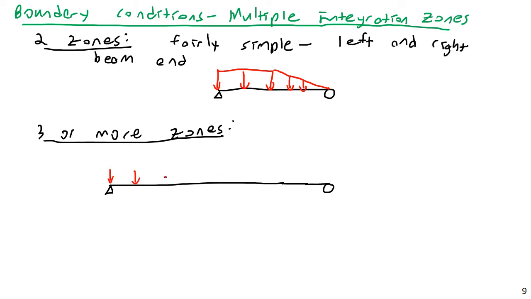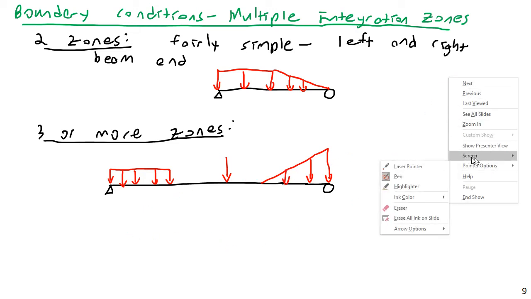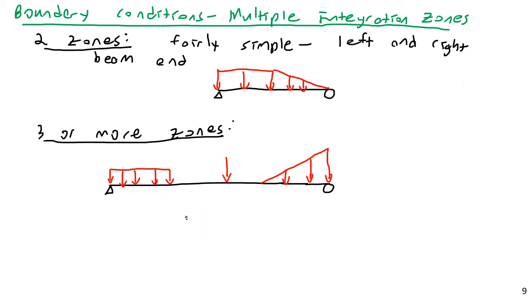Frequent point of confusion. So imagine I had something like this. Maybe I had a distributed load here. Oh, I could have a point load here. And then just for fun, maybe I could have a linear load here. How do I get this? So how many zones of integration am I going to have? I've heard 5 and 4, maybe 3. One, two, three, four. Four zones of integration.